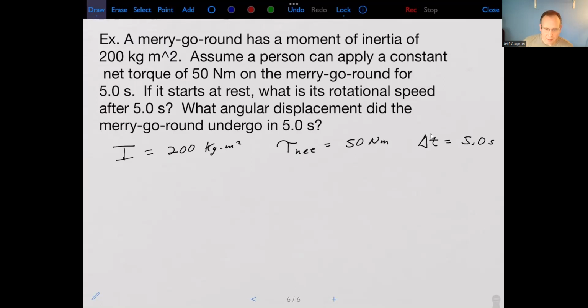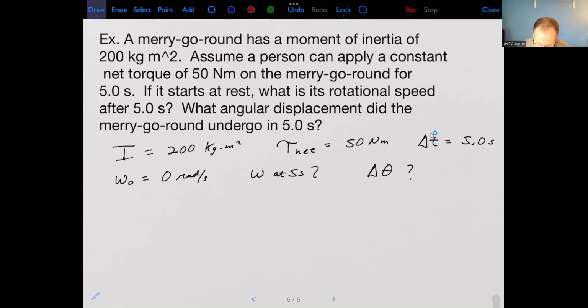If that merry-go-round starts at rest, so that means omega naught equals 0. What is its rotational speed after 5 seconds? So now I want to know what is omega. I could write it this way. I'll just say omega at 5 seconds. We want to know that. And then what is the angular displacement after 5 seconds? So what angular displacement did the merry-go-round undergo in 5 seconds? So I'm looking for delta theta, right? Also in 5 seconds.